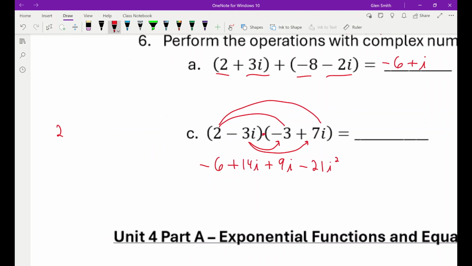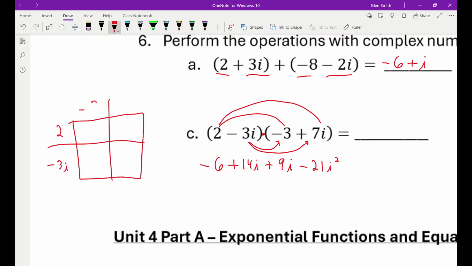You are welcome to also do the box here if you like the box better. It's the same idea. Put your two factors like that, like 2 minus 3i and negative 3 plus 7i. This is my negative 6. This is 14i. This is 9i. And this is negative 21i squared. You can see these four things in these boxes are the same thing that I wrote out over here.